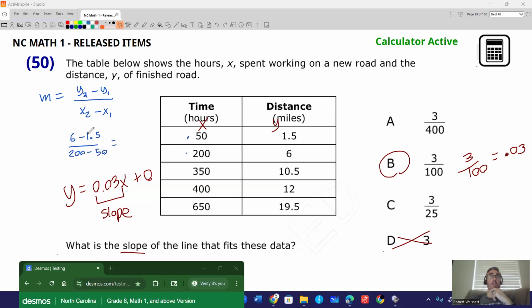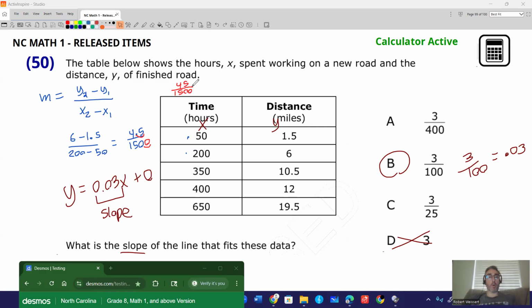And that's going to be 6 minus 1.5. So 6 minus 1 is 5, so 4.5. And 200 minus 50 is 150. And we can reduce that if you want. Actually, a quick way to do this without a calculator, if you're curious, is to just move that decimal over. Now this is going to be 45 over 1500.